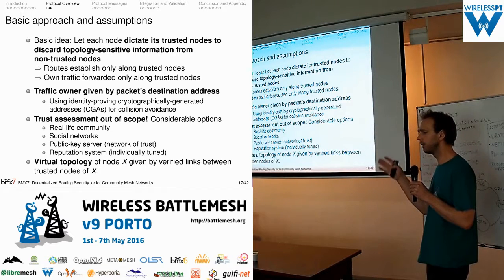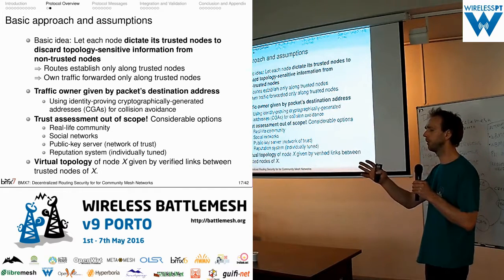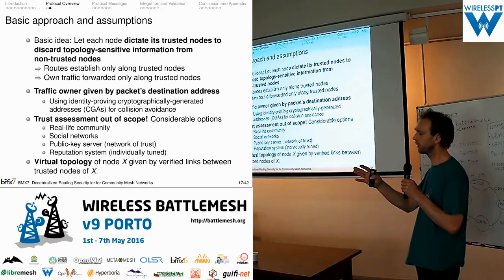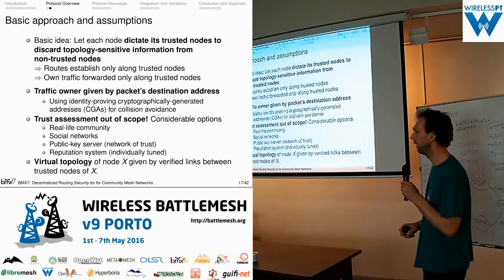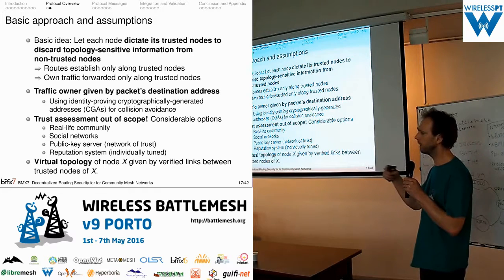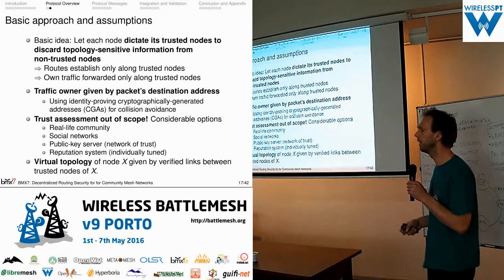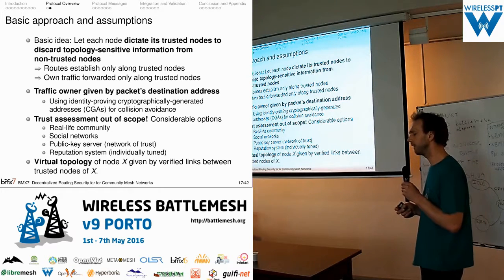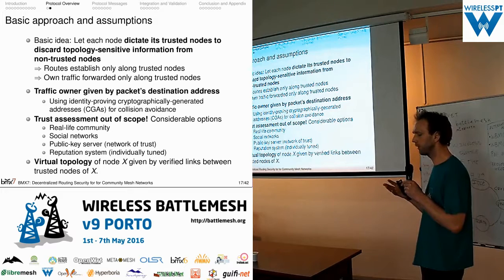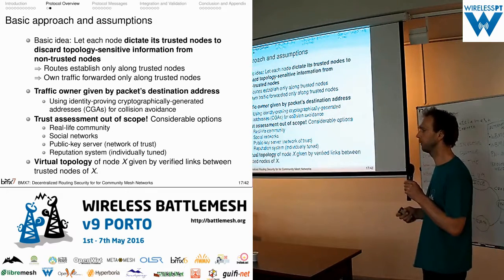And the basic approach is that individual nodes can dictate essentially to all other nodes, these are my trusted nodes, and any traffic which is destined to me should only be routed via this list of other trusted nodes. And in the other direction, because routing updates are used to propagate and establish end-to-end paths, only routing updates are considered valid if they have been received via one of my trusted nodes.